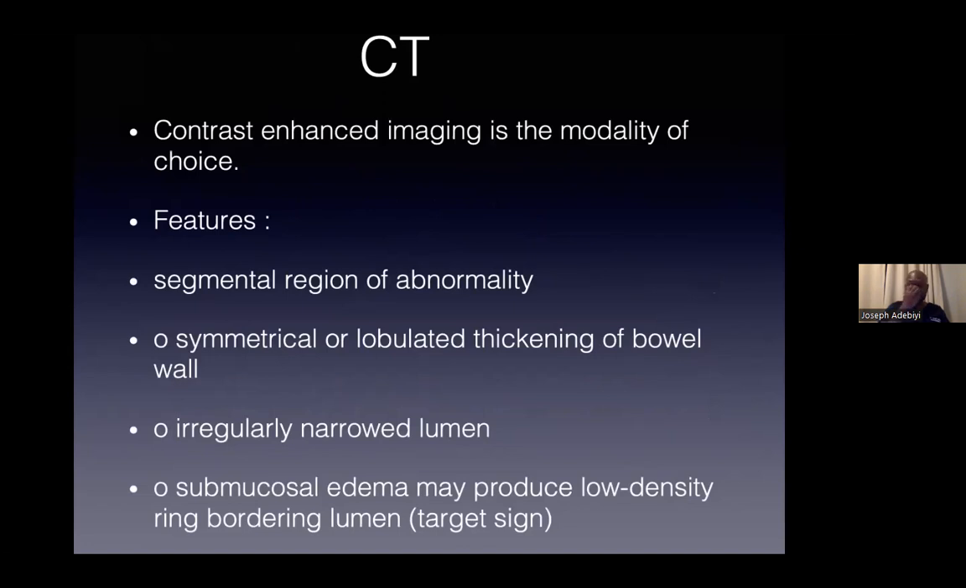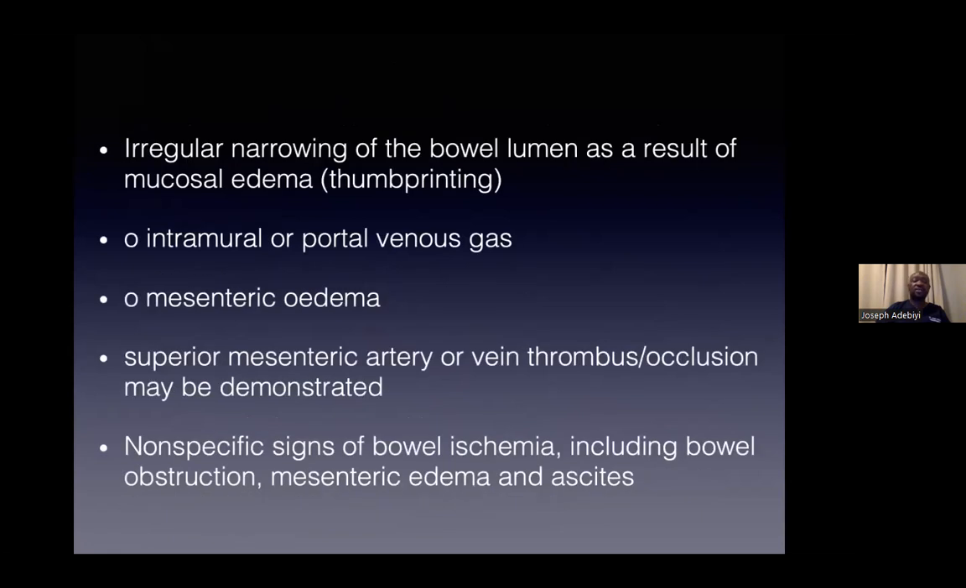And then in terms of imaging, the imaging of choice is your contrasted CT. Usually you want to use your water-based contrast, but the significant features will be a segmental region of abnormality with symmetrical or lobulated thickening of the bowel wall. You may find irregular narrowed lumen with submucosal edema, which may show as a low density ring bordering the lumen, the so-called target sign. You may find thumbprinting, which you can find on CT scan or even on abdominal X-ray. You may also find intraluminal or portal venous gas with some mesenteric edema. You may also find mesenteric artery occlusion, which may be demonstrated on CT scan.